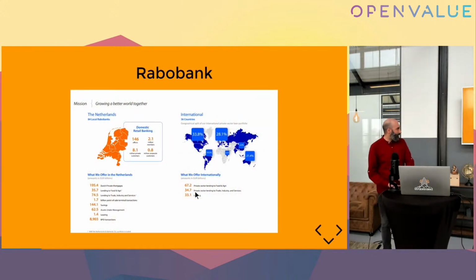Rabobank is a multinational bank. It is from origin an agricultural bank formed by farmers. It has business in lots of countries, and if you're from the Netherlands, you know Rabobank. And the mission is: grow a better world together.